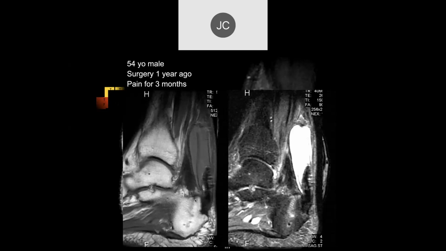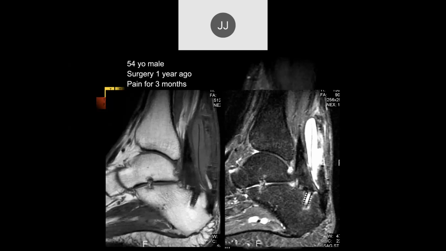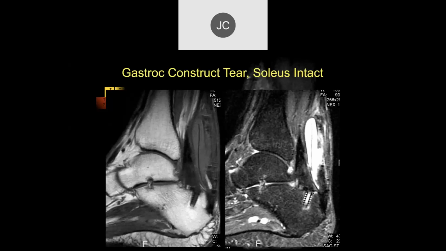Failed procedure. Yeah. So this is another failed surgical procedure. And here you can see there's the anterior suture anchor. And so there's repairs both posteriorly and anteriorly in this patient. Right.